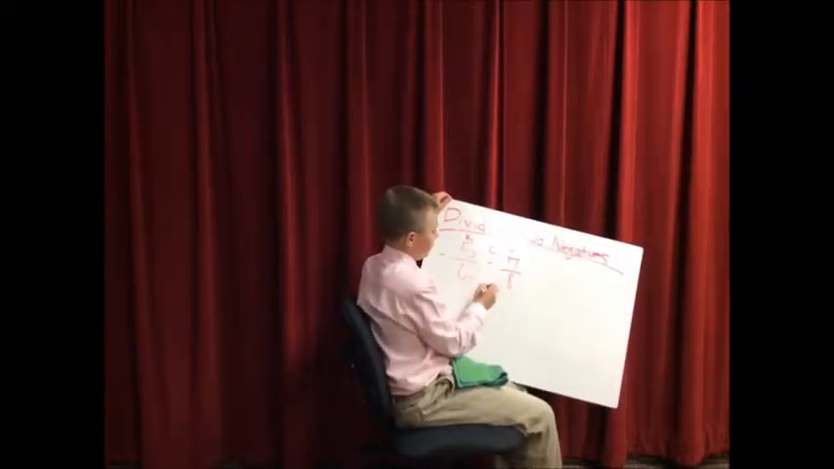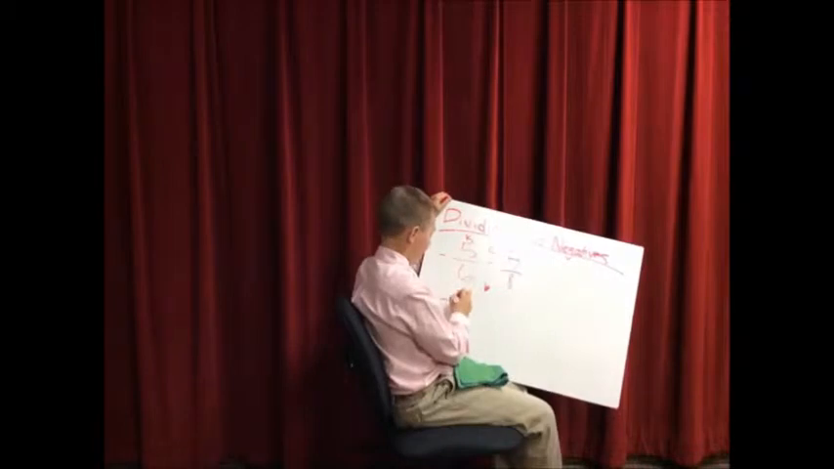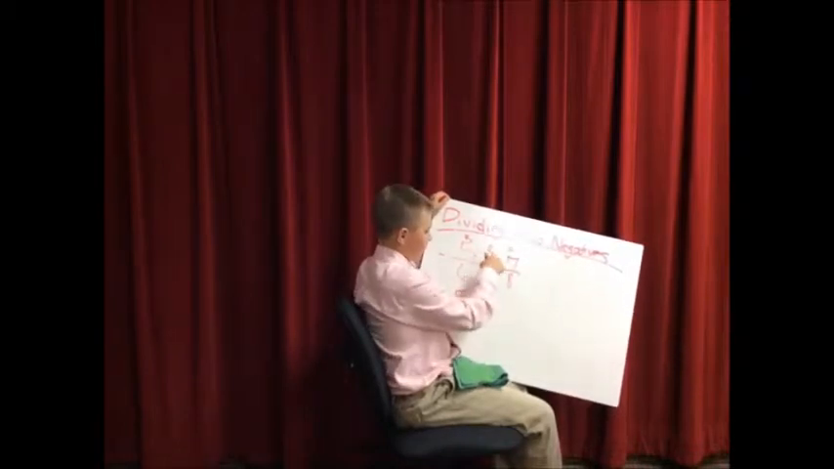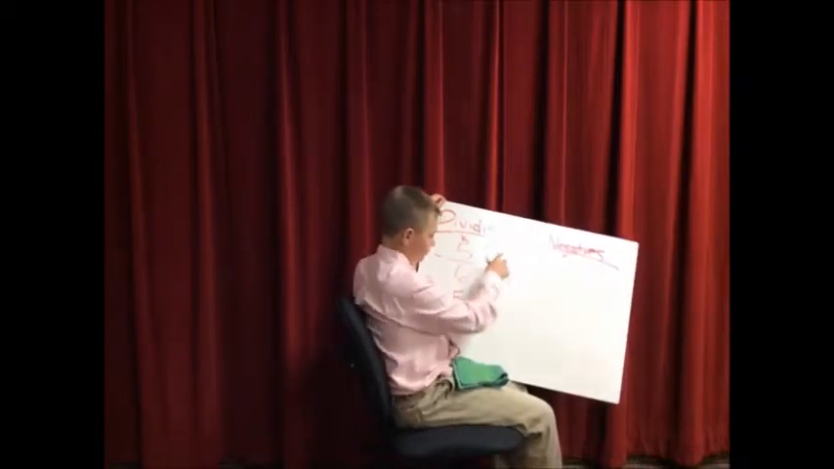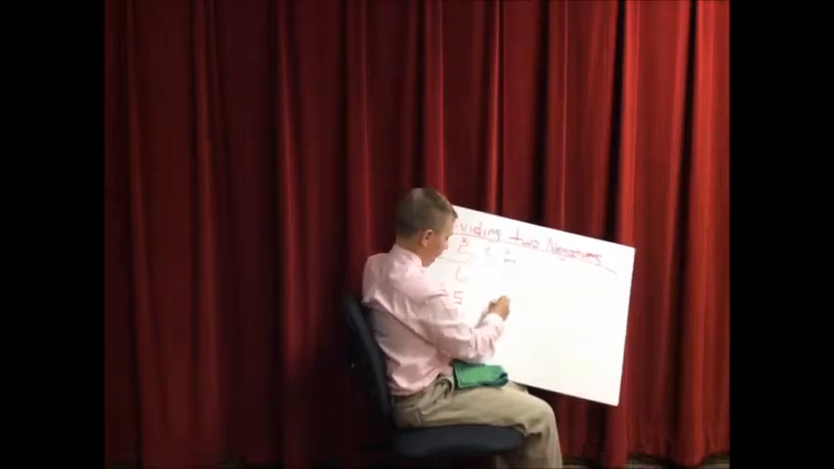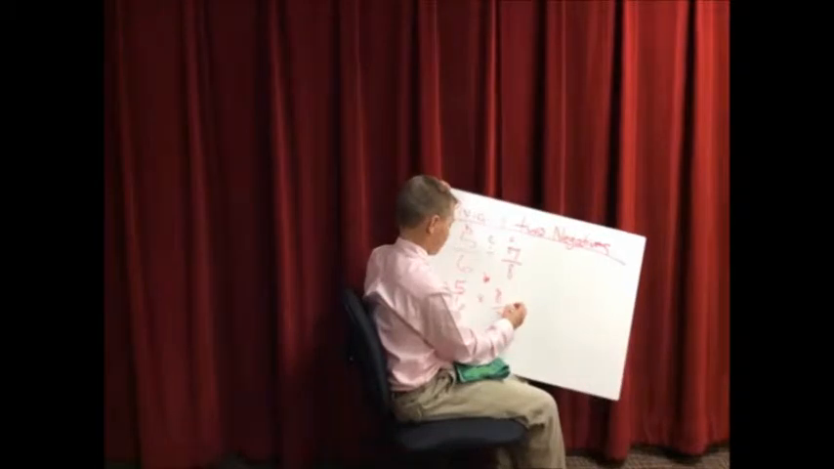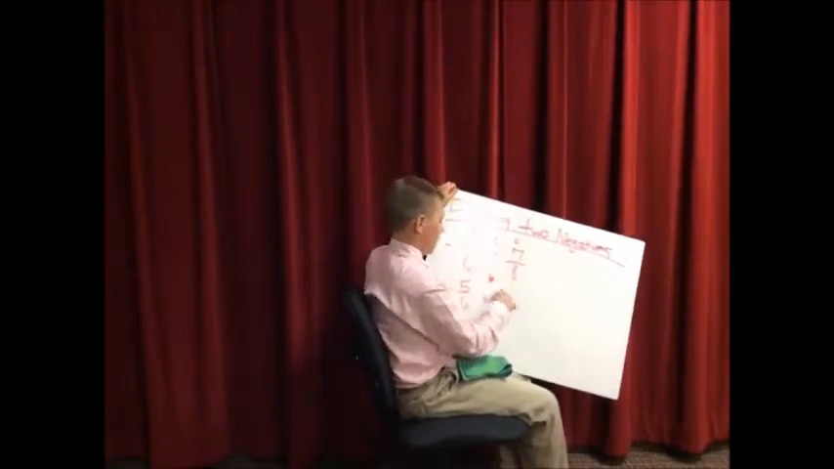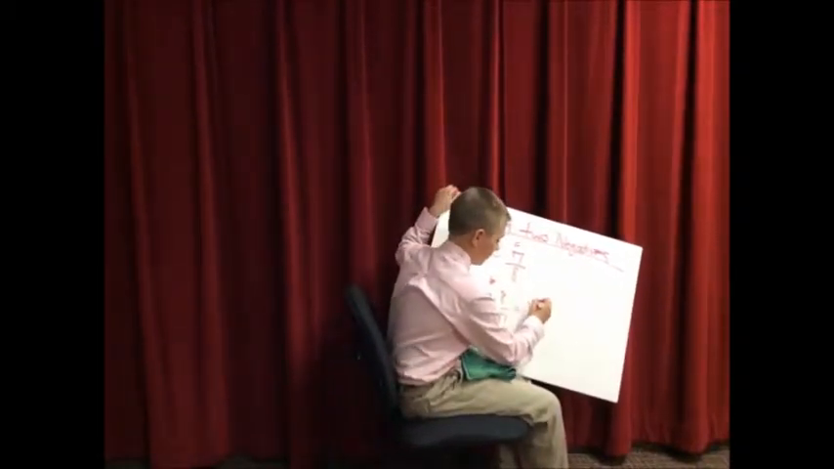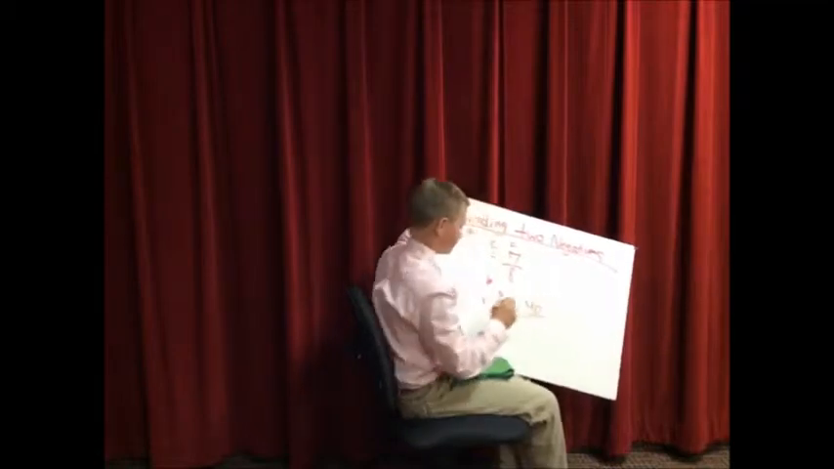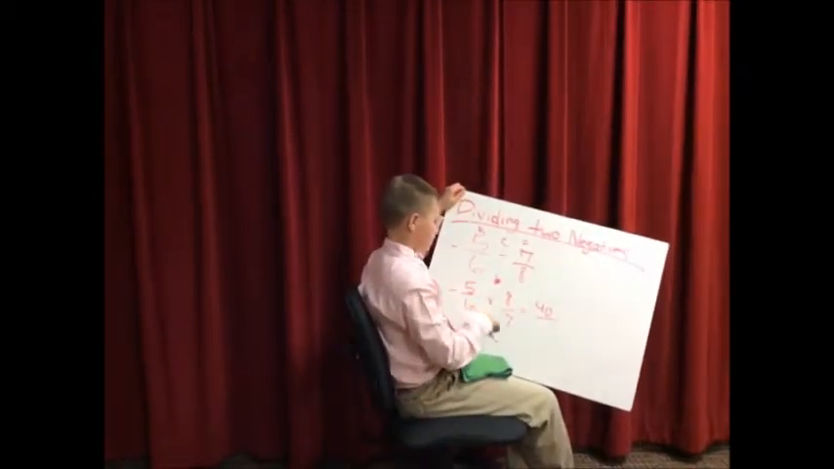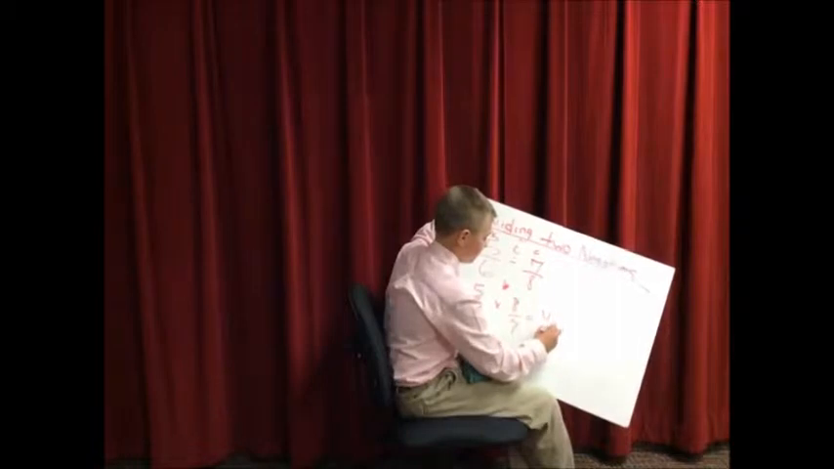Let's rewrite our new problem. -5/6 times, and you got to flip this, 8/7. Now we're just going to multiply straight across. 5 times 8 is 40. And then 6 times 7 is 42.